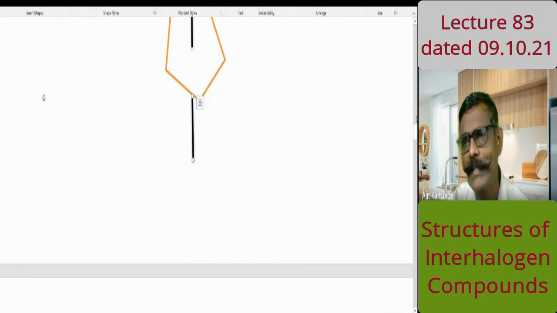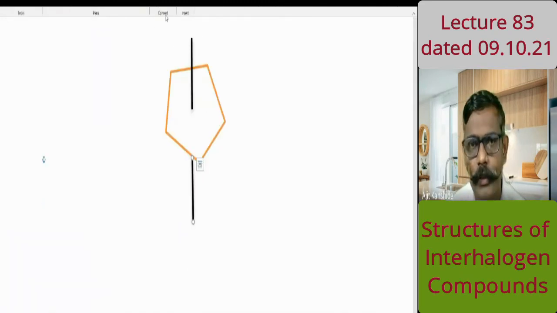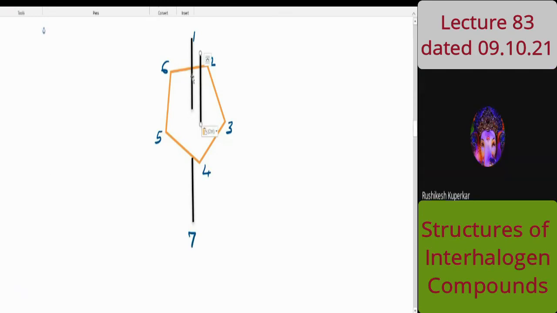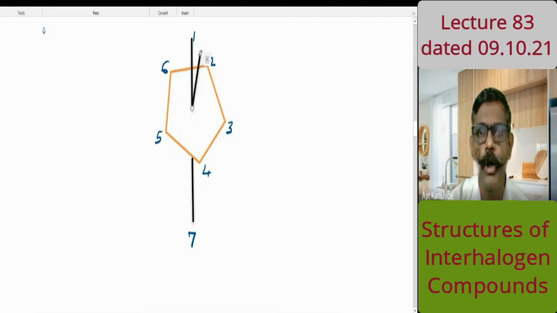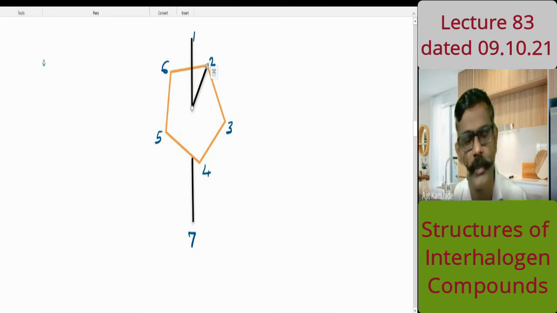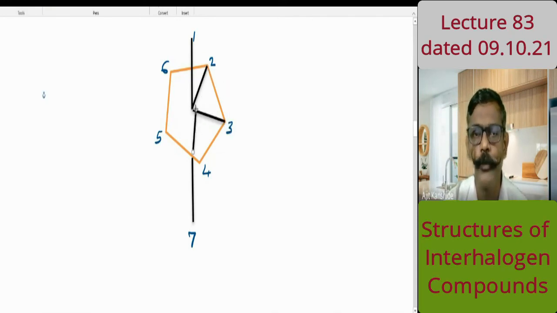Wherever the sites are there, total how many sites are there? Help me. The position number 1 is the first site. 2, 3, 4, 5, 6. Like that, 7 sites are there. How many bonds are there? 7. Yes, 7 bonds are there, and I represent those 7 bonds. It's a bond at position number 2. Similarly, bond at position number 3, bond at position number 4, bond at position number 5, bond at position number 6.